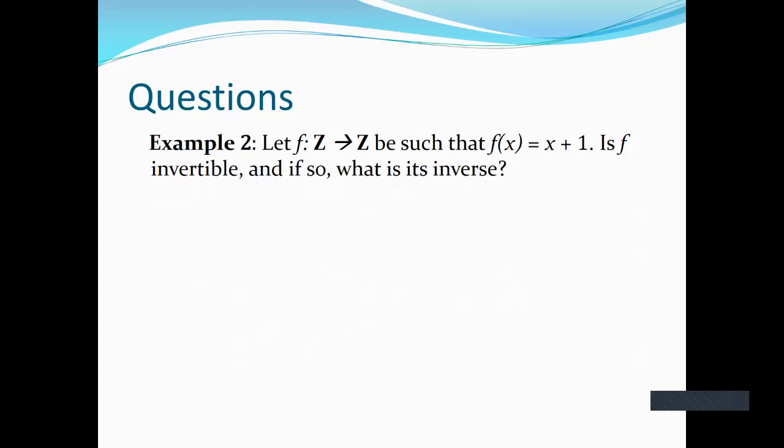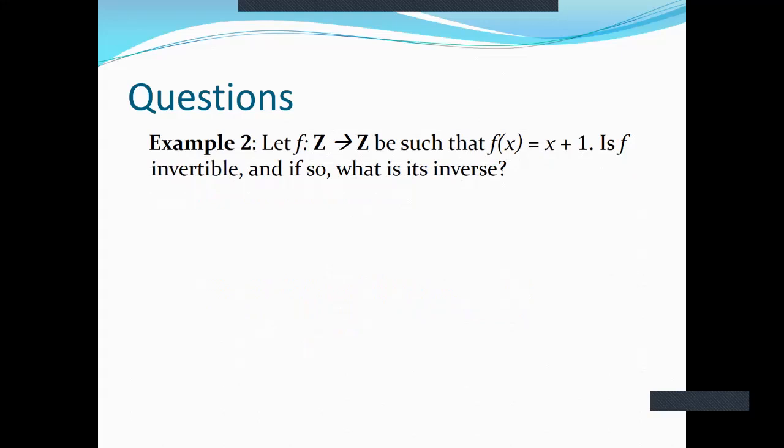One more example. Okay, so let f be a function that maps Z to Z, integers to integers, such that f of x is equal to x plus 1. Is f invertible? And if so, what is its inverse? So now this is interesting. So how can we see that?